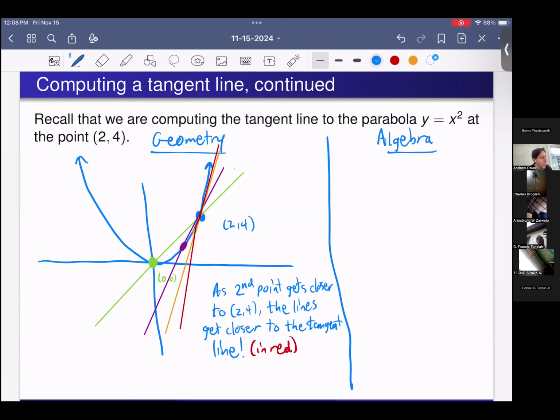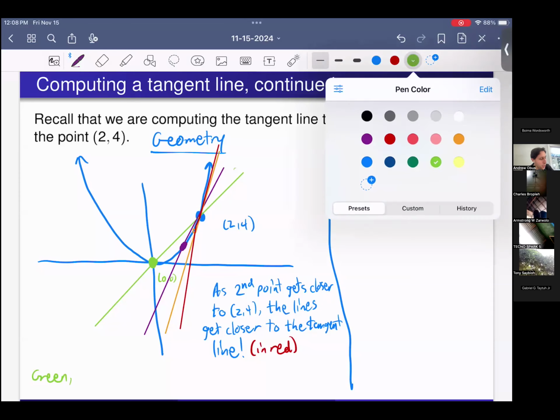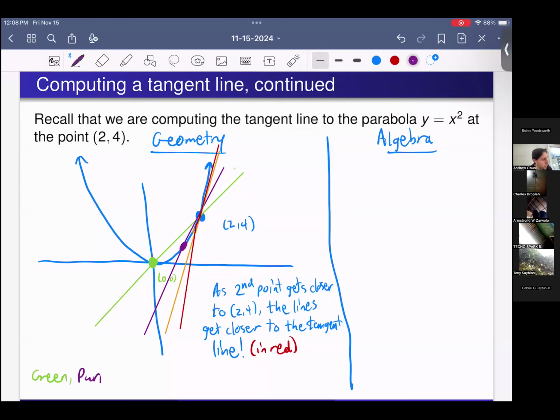Okay, these other lines are called secant lines. So the green, and the purple, and the orange lines. These lines are called secant lines.